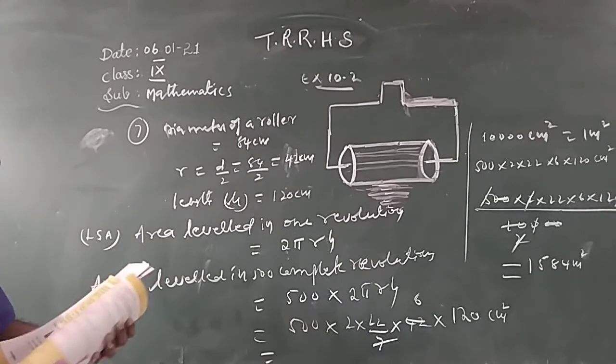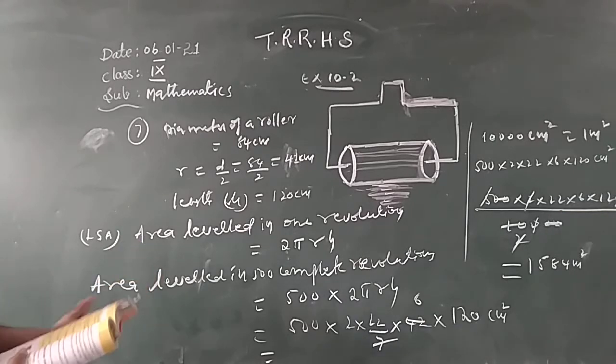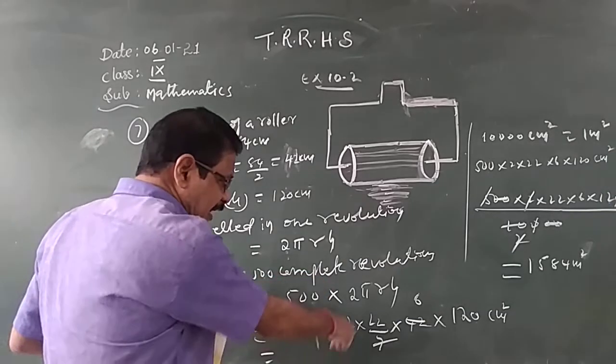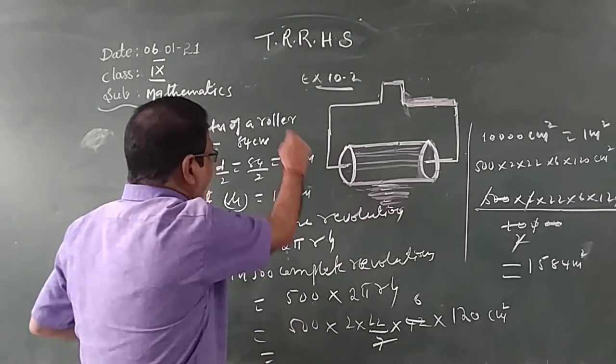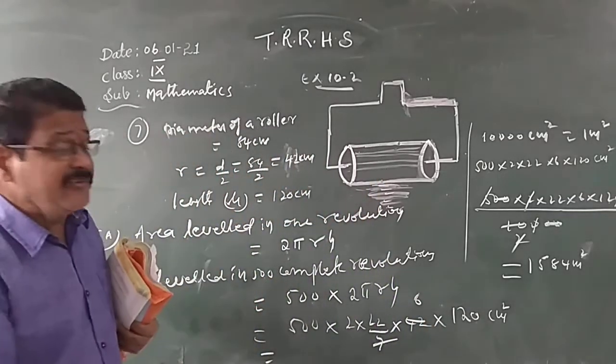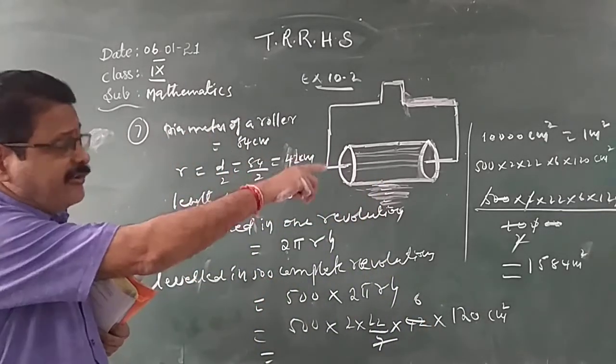The area in one revolution is equal to 2 pi rh. In 500 revolutions it is equal to 500 into 2 pi rh. The radius and height are given in centimeters, so we got the answer in square centimeters. He asked to express it in square meters. 10,000 square centimeters equal 1 square meter.